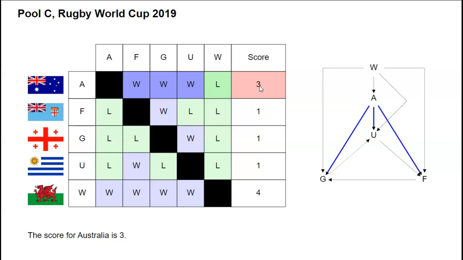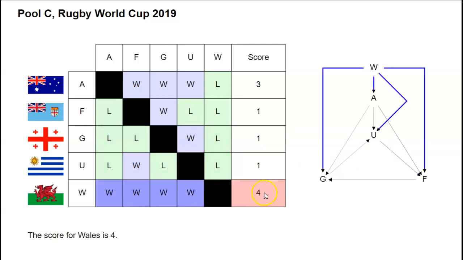So Australia has 3 W's in Australia's row, so there's a score of 3. Fiji just has 1 win against Georgia, so a score of 1. Georgia has just 1 win against Uruguay, so that's a score of 1 again. Uruguay has 1 win against Fiji, score of 1. And Wales beats everyone, so there's a score of 4.